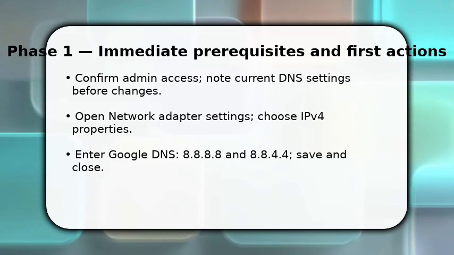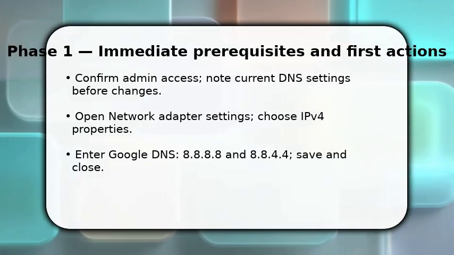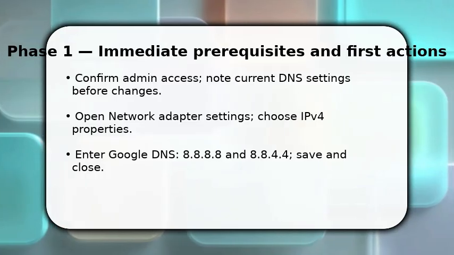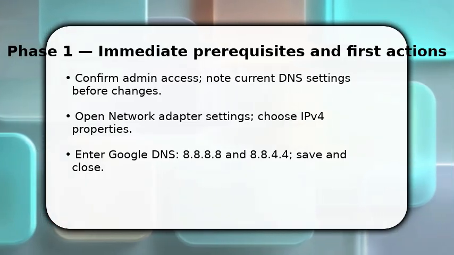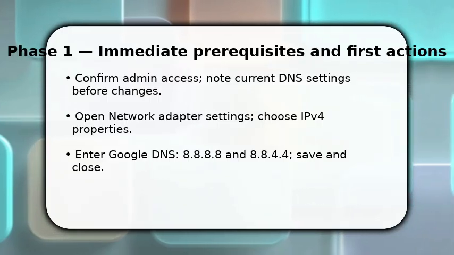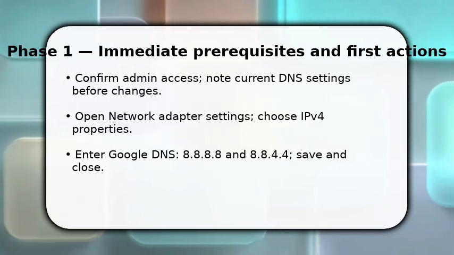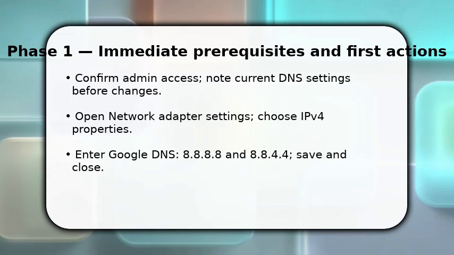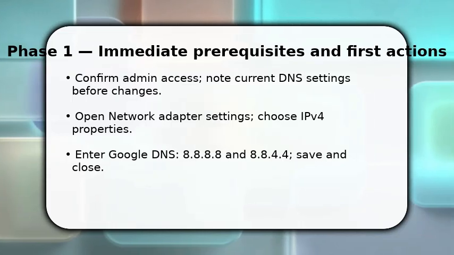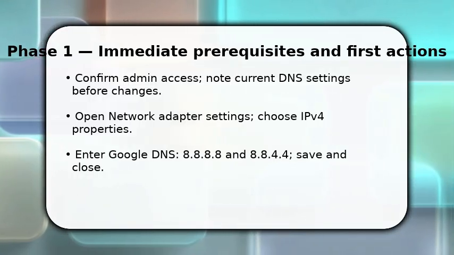You start by confirming you have administrator access, and you should record the current DNS so you can revert if needed. Once done, open your network adapter settings on the device you want to change, find IP4 properties, and switch from automatic to manual DNS. You will type 8.8.8.8 as primary and 8.8.4.4 as secondary. Make sure to save, close the dialog, and restart the interface so the new addresses are applied immediately.